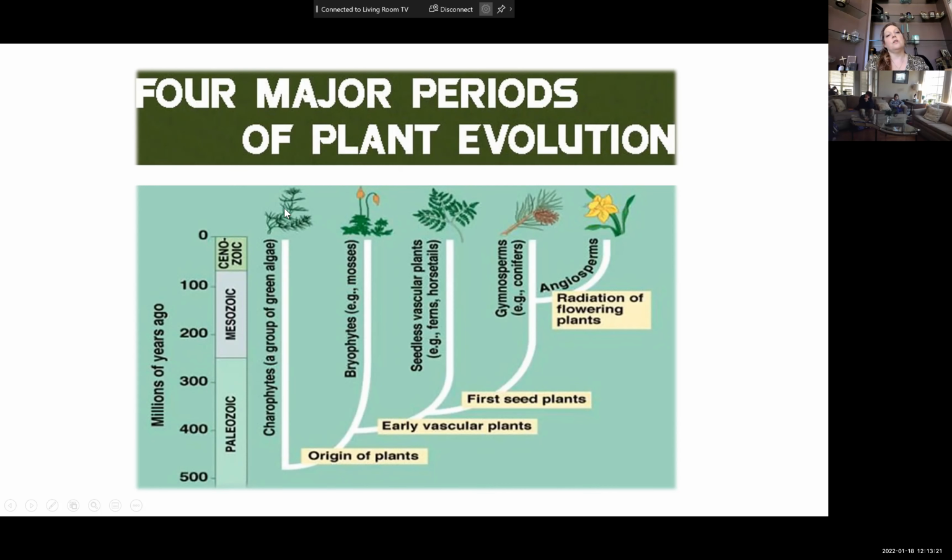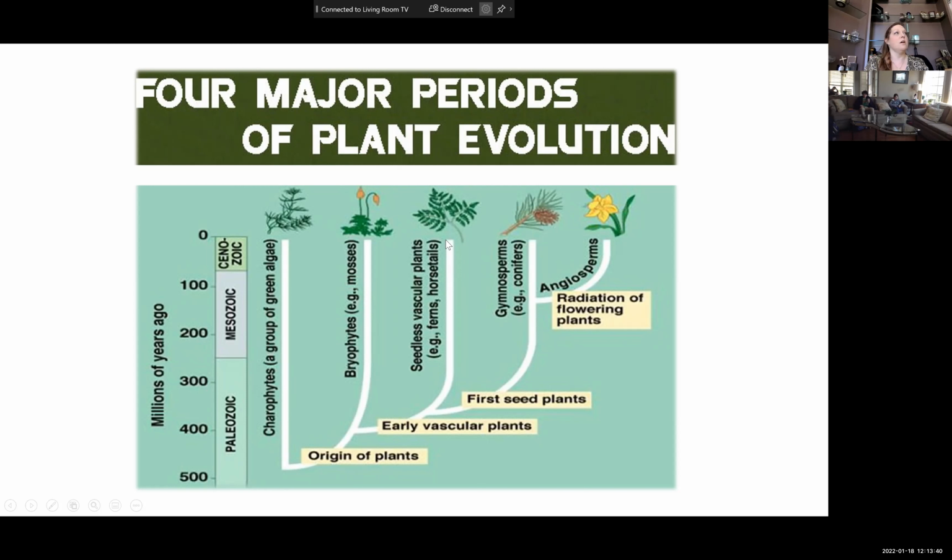Now, if you look here, you're going to see that there are categories across the top. These are going to keep showing up. These 4 really are going to keep showing up, and you're going to want to take note of that. But you're going to have the mosses, then the ferns, then the gymnosperms, then the angiosperms.